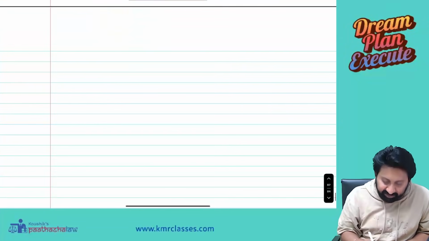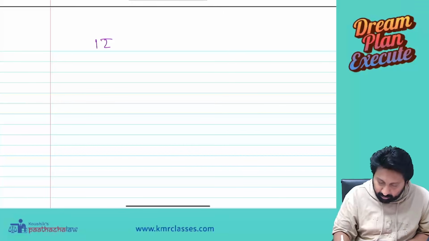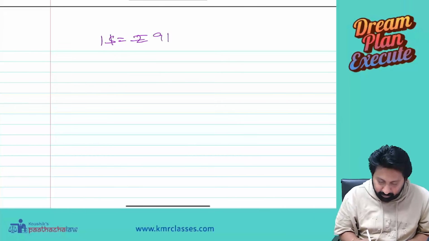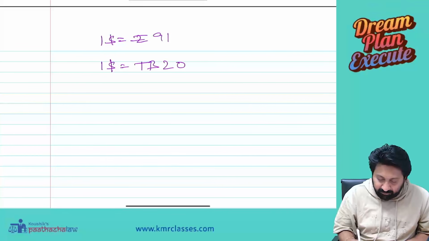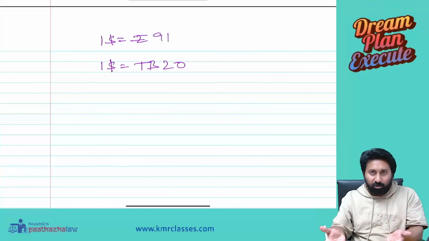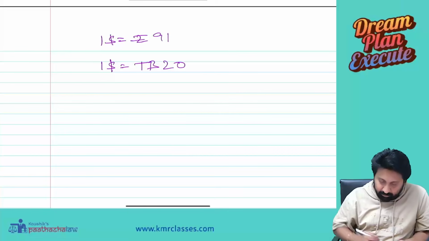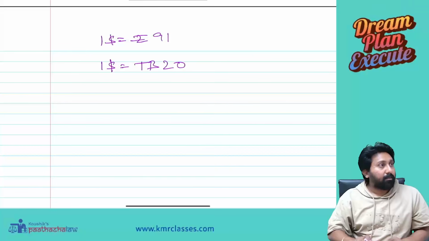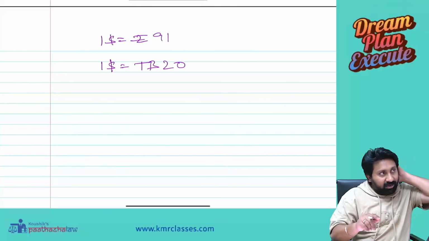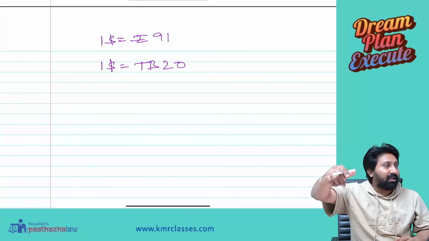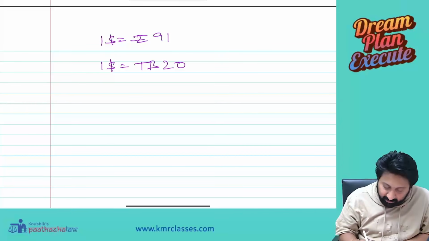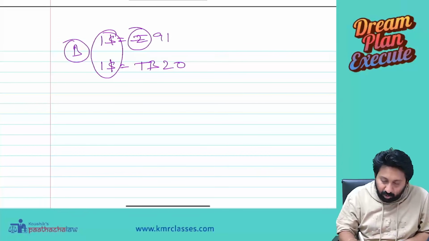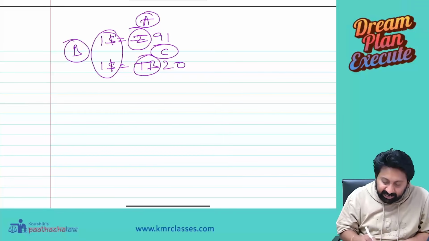Let us say, for example, $1 equals rupees 91, and $1 equals Thai baht 20. I don't know the exact quotation and no one needs to know, it's just an example. Rupee-dollar is quoted and dollar-Thai baht is quoted, but rupee and Thai baht are not quoted. We call the dollar the B currency, rupee the A currency, and Thai baht the C currency.